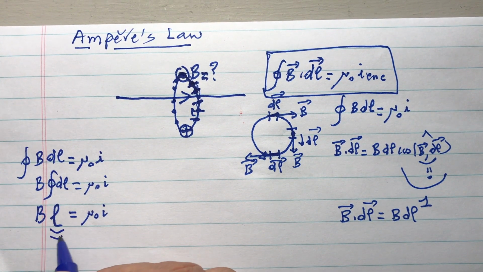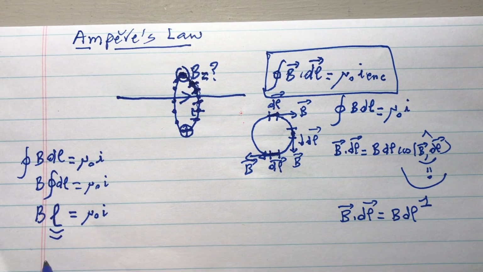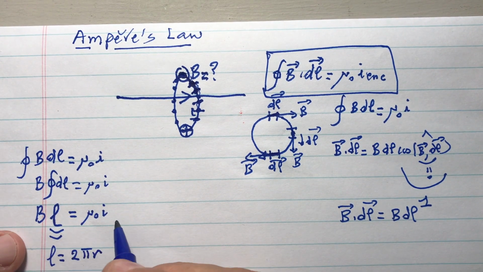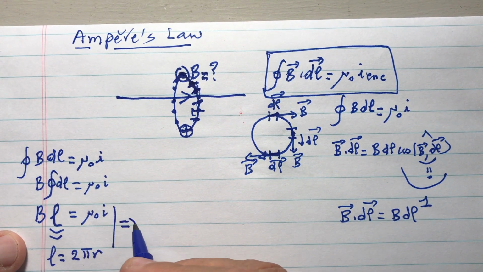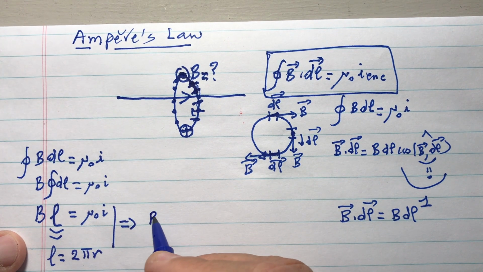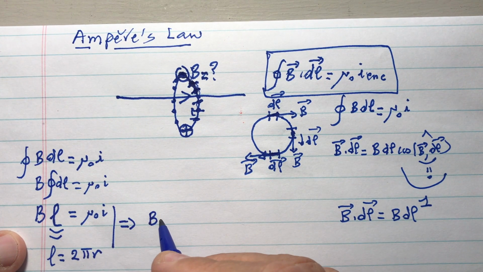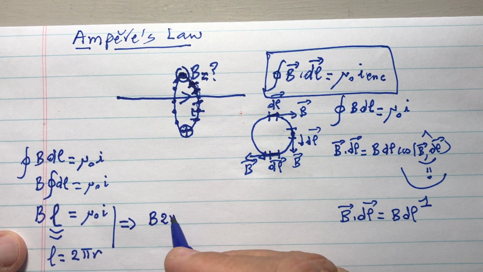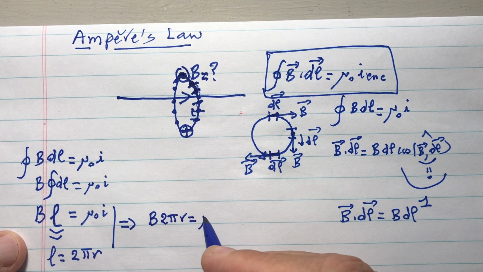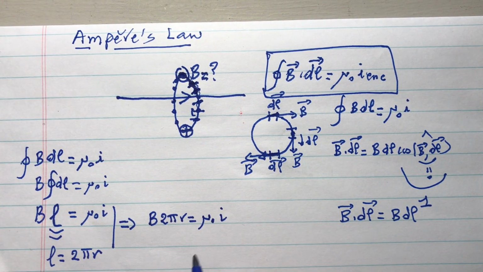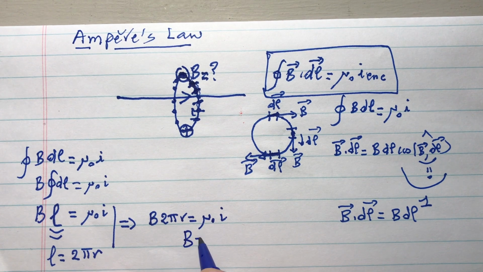Now L is just 2 pi r. So these two equations give me B times 2 pi r is equal to mu 0 times I. And from here I can find the B field: B equals mu 0 I over 2 pi r.